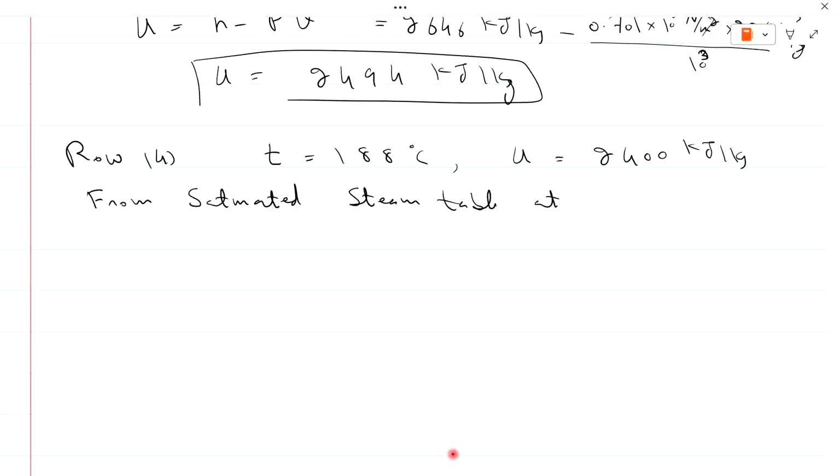at temperature equal to 188 degrees centigrade. As U is given, so find Ug. Ug is equal to 2588 kilojoule per kg.